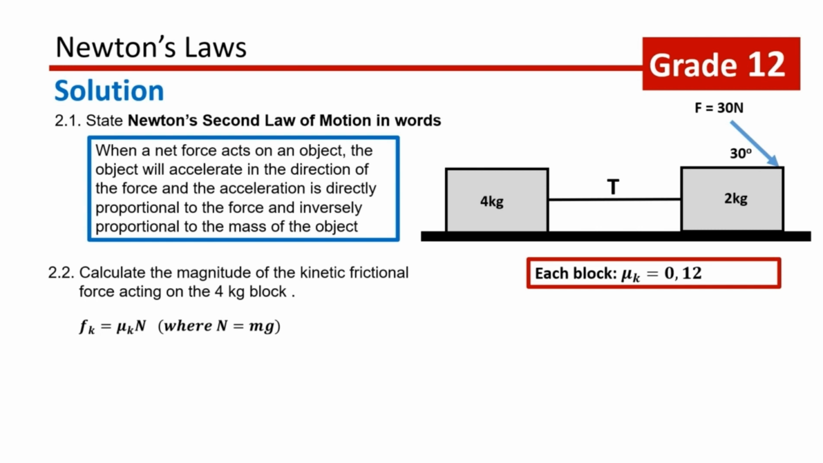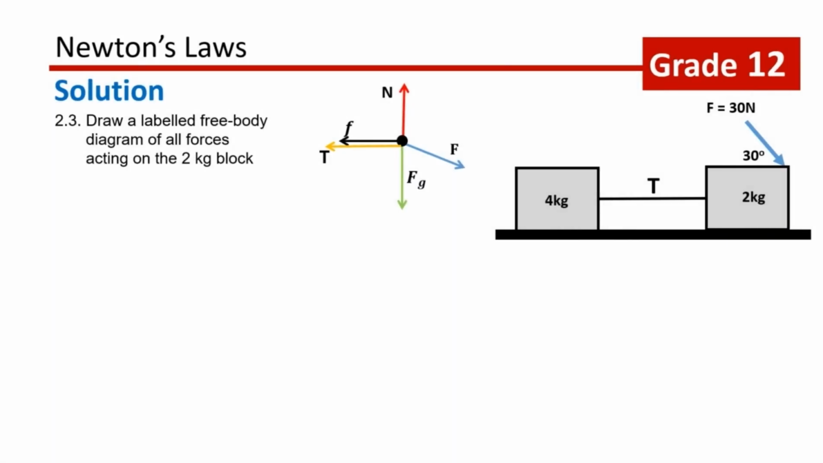So for the 4 kilogram block, we have Fk equals mu k times mg, and if you substitute your values, your mu k is 0.12, your mass is 4 kilograms, and your gravitational acceleration g equals 9.8. Use your calculator nicely, you get a kinetic friction force acting on the 4 kilogram block is 4.704 newtons.